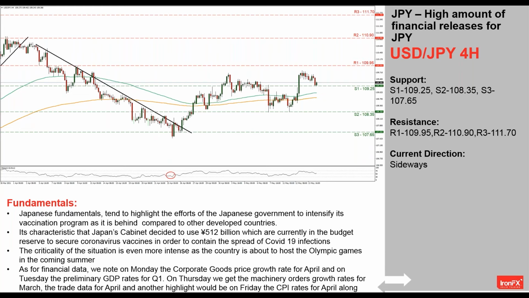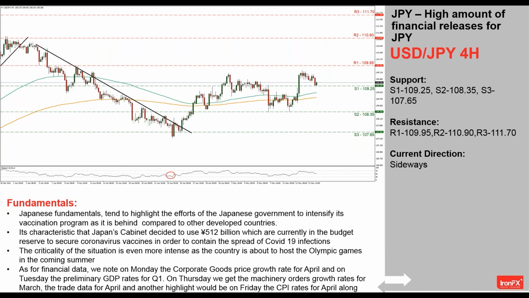It's characteristic that Japan's cabinet decided to use 512 billion yen, which are currently in the budget reserved to secure coronavirus vaccines in order to contain the spread of COVID-19 infections. It should be noted that Japan's daily new cases number is still at very high levels, as the country is struggling with the fourth wave of the pandemic.